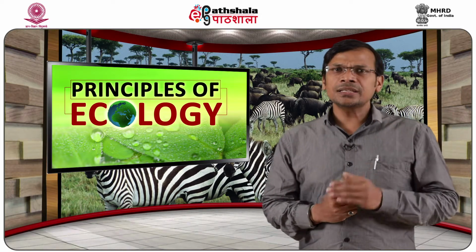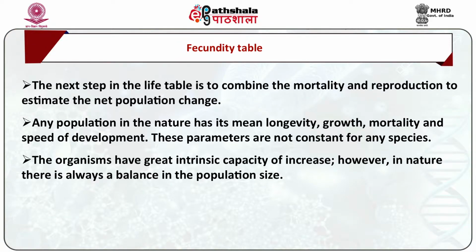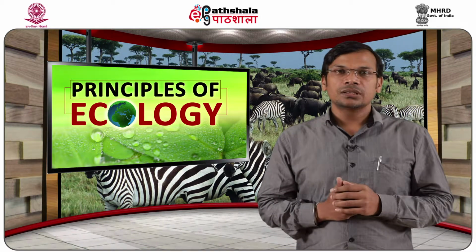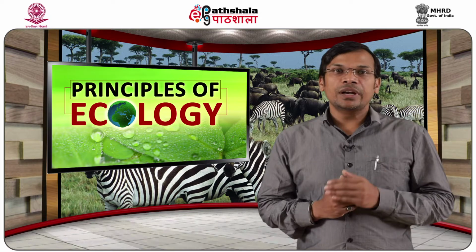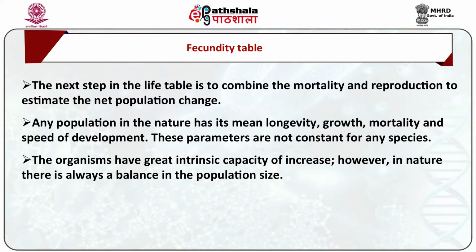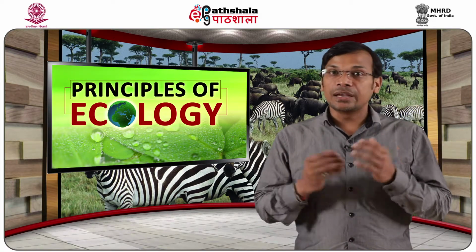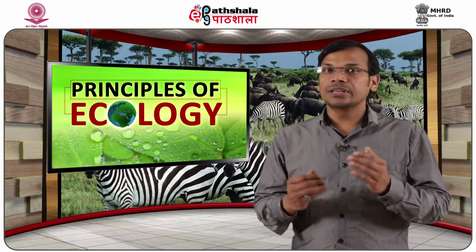Fecundity table. A fecundity table demonstrates the reproduction schedule of a population. The next step in the life table is to combine the mortality and reproduction to estimate the net population change. Alfred Lotka in 1925 derived one demographic parameter called intrinsic capacity of increase. Any population in nature has its mean longevity, growth, mortality and speed of development. These parameters are not constant for any species. Their mean value is determined by environment and innate quality of the organism.